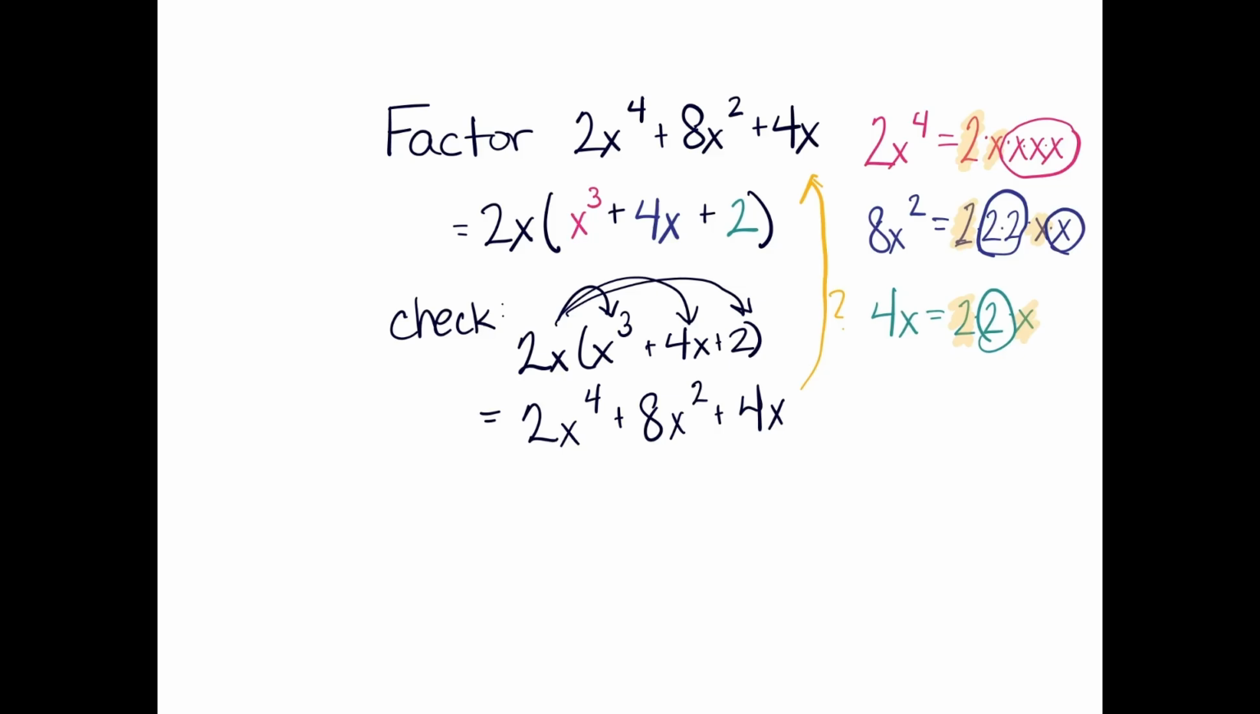The question is, does it match what I started with? 2x to the fourth plus 8x squared plus 4x. It does. It checks out. So here is my answer: 2x times x cubed plus 4x plus 2.